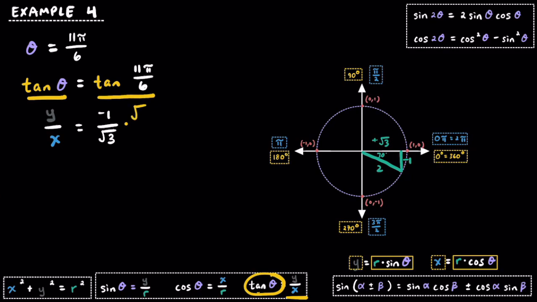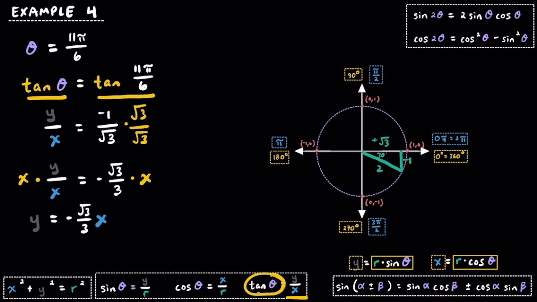Going ahead and rationalizing the denominator on the right side by multiplying by root 3 over root 3, we can then see that we'll have y over x on the left side, that stays the same, equal to negative root 3 over 3 on the right side. Then we can multiply both sides by x, and the x's on the left side will cancel out. We'll have y is equal to negative root 3 over 3x. Now, to rearrange everything so it's all on the left side, if we add root 3 over 3x to both sides, we'll have positive root 3 over 3x plus y, and that's going to equal 0.